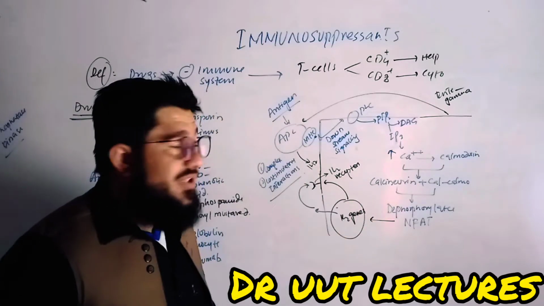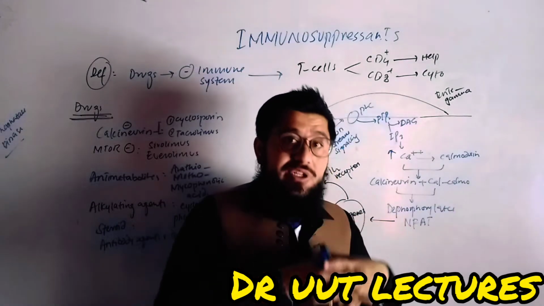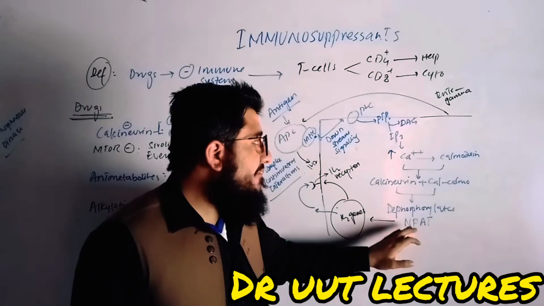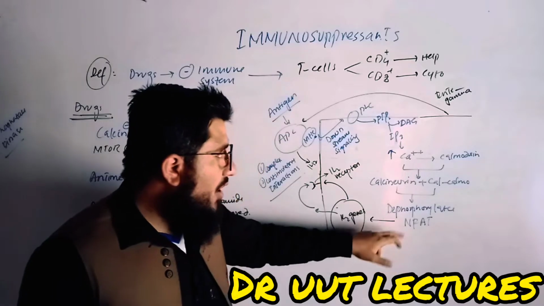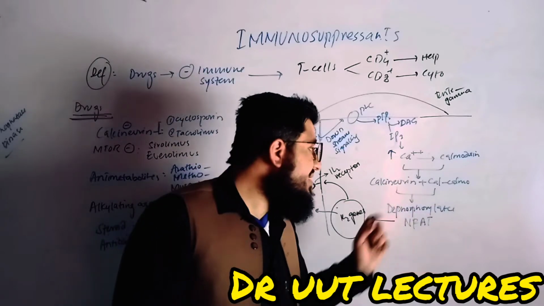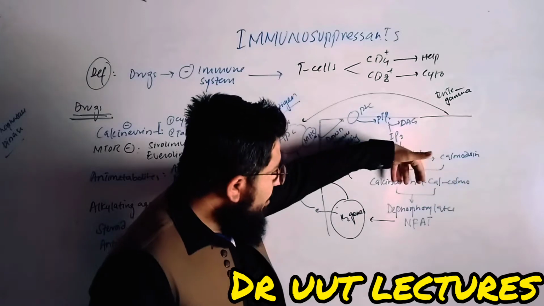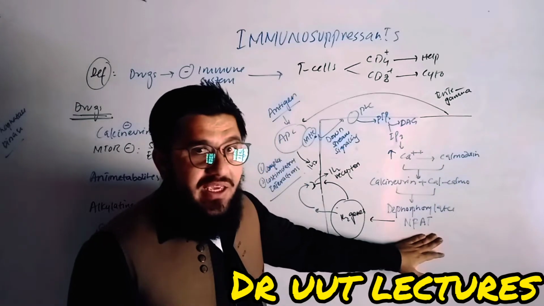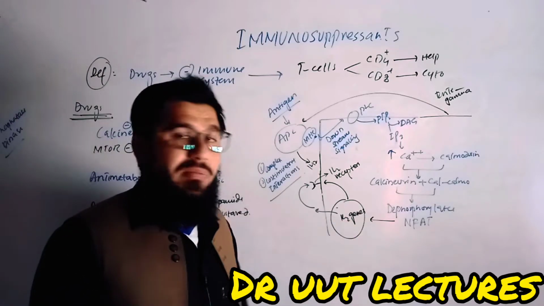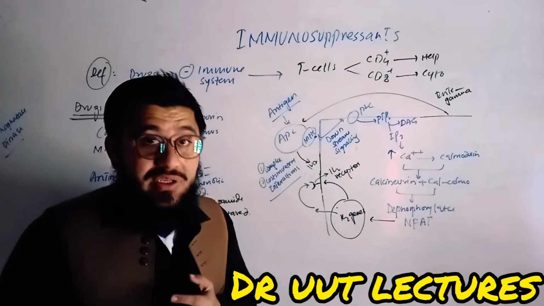Now this calcineurin is actually a phosphatase enzyme. When calcineurin and the calcium-calmodulin complex interact, this complex will go towards NFAT, nuclear factor of activated T cells. This will be dephosphorylated. When the complex dephosphorylates the NFAT, it will move towards the interleukin 2 genes. These genes will be stimulated to synthesize interleukins plus interleukin receptors.